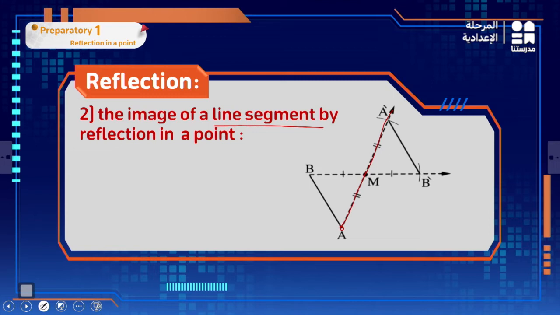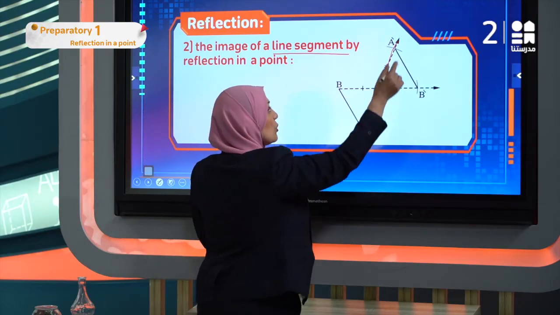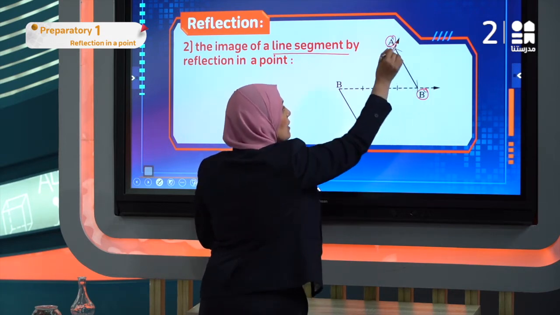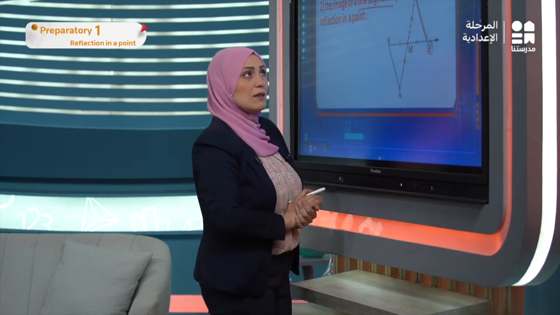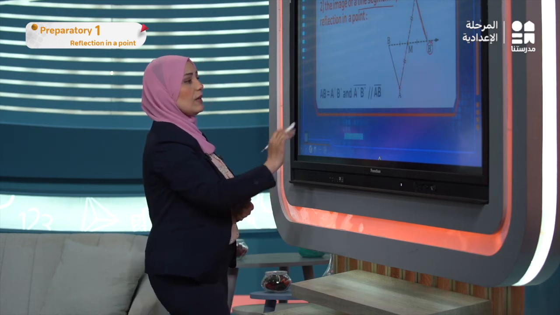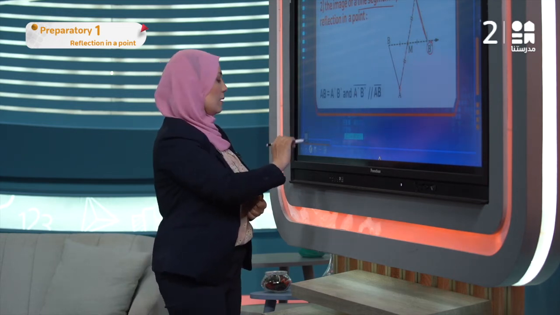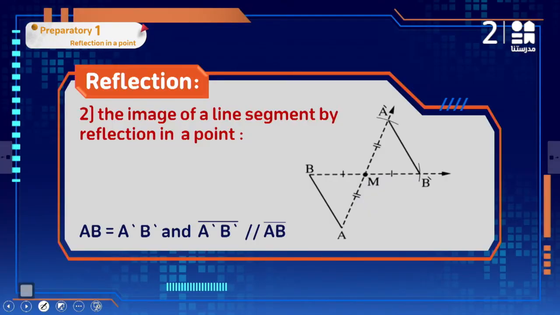Open the radius from B to M, then put the center on M, then draw another arc with the same radius. This is B dash. Then match between A dash and B dash. This line segment is the image of this line segment, which is AB. And here, as you can see, AB is equal to A dash B dash, and A dash B dash is parallel to AB. So they are equal and they are parallel.